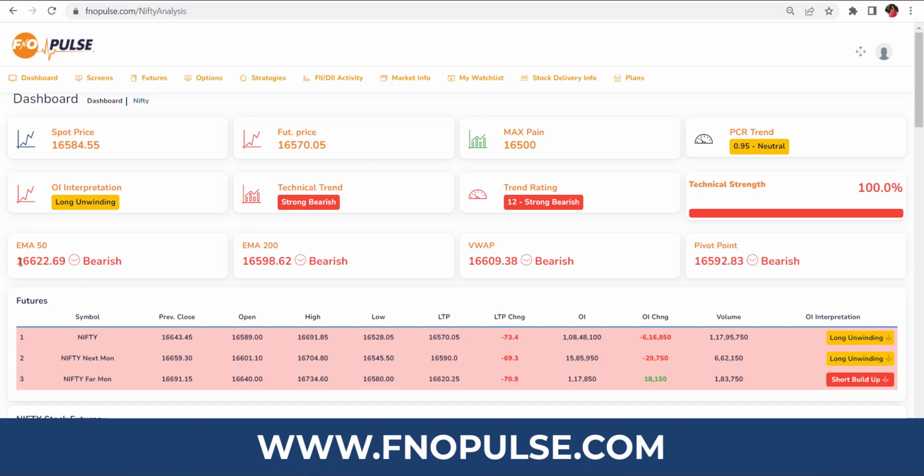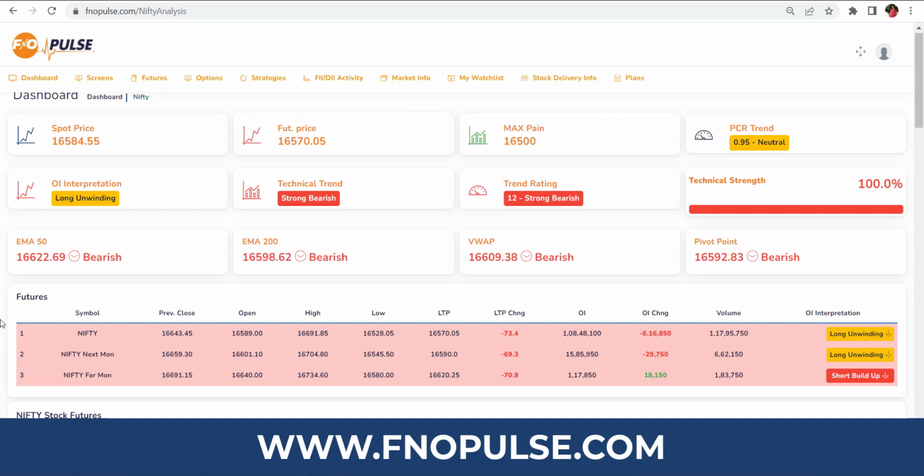These four things: moving average 50, 200, VWAP, pivot points. These are used for intraday by all the intraday players. So this will be useful to understand whether the market is bullish or bearish by comparing to moving average 50, 200, VWAP and pivot points.